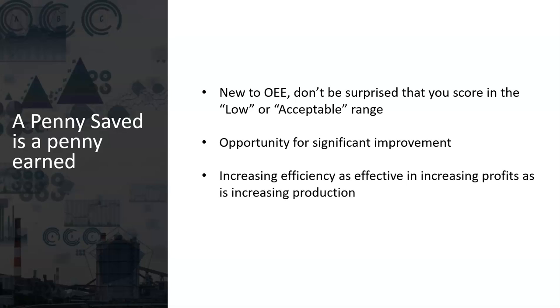Most companies that are new to OEE will typically score in the low to acceptable range for their OEE. This may appear to be alarming at first, but it's a very positive score to see displayed in front of you. It allows you to realize that there's an opportunity for significant improvement in the efficiency of your operation, which should result in the possibility of increased revenue. So remember, increasing efficiency is just as effective at increasing profit as is increasing production. If you're looking to improve production efficiency and increase revenue, OEE sure seems like a great place to start.